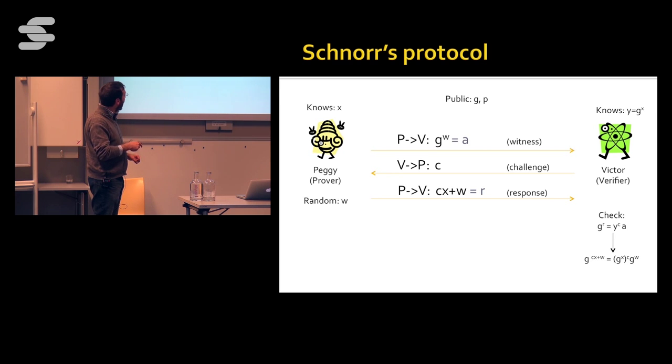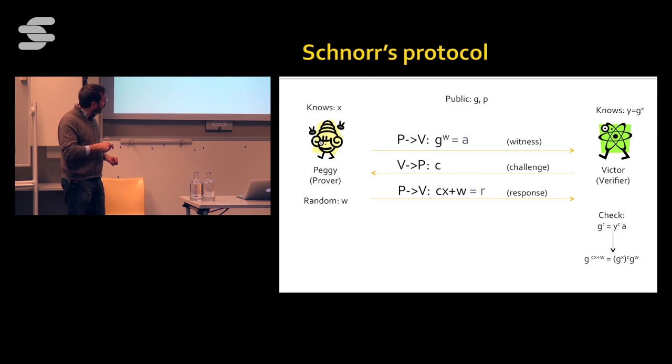C is the challenge, and A is the very first message, namely the witness. Okay, so clearly Victor knows all the quantities necessary to compute this thing. We're convinced that Victor can in fact compute that. But then if you substitute R for what R is, and if you substitute Y for what Y is, then you end up with G to the CX plus W equal to G to the CX times G to the W, which is G to the CX plus W, which should hold.